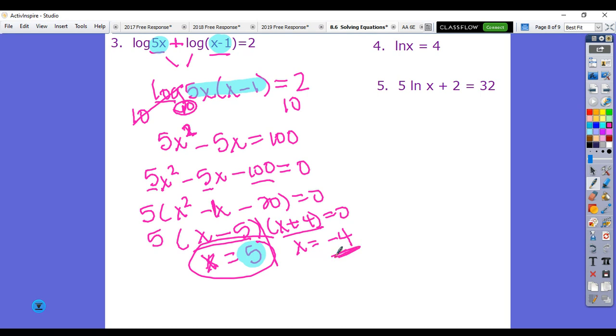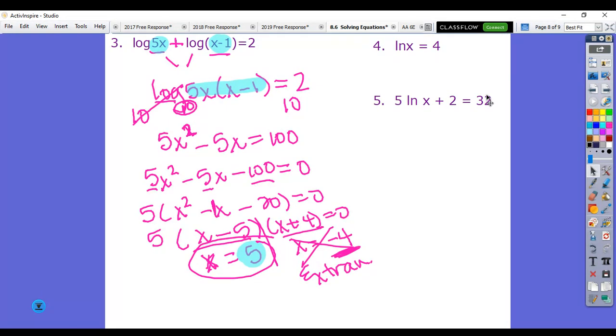What happens though if I plug -4 in up here? I take log of -20. I can't do that. So this is what we call an extraneous solution. We can't use it. It's an answer that made this equation work, but it doesn't make the original equation work. So 5 is our only answer.